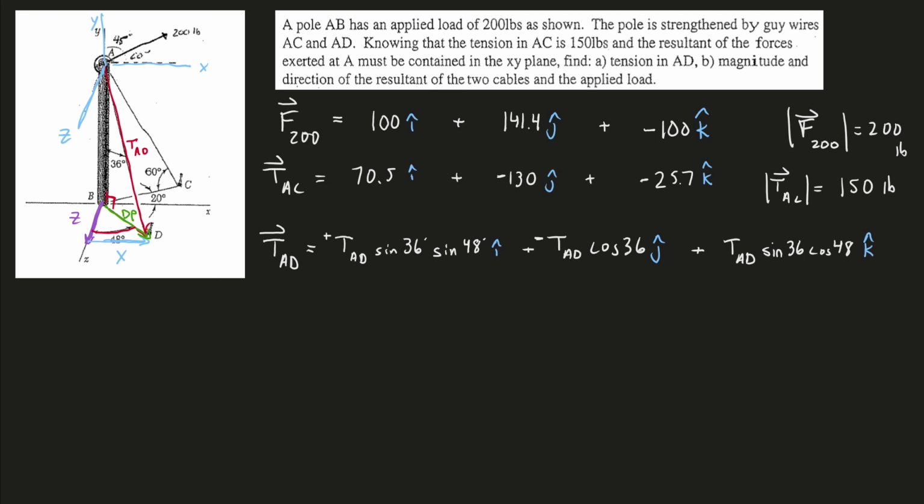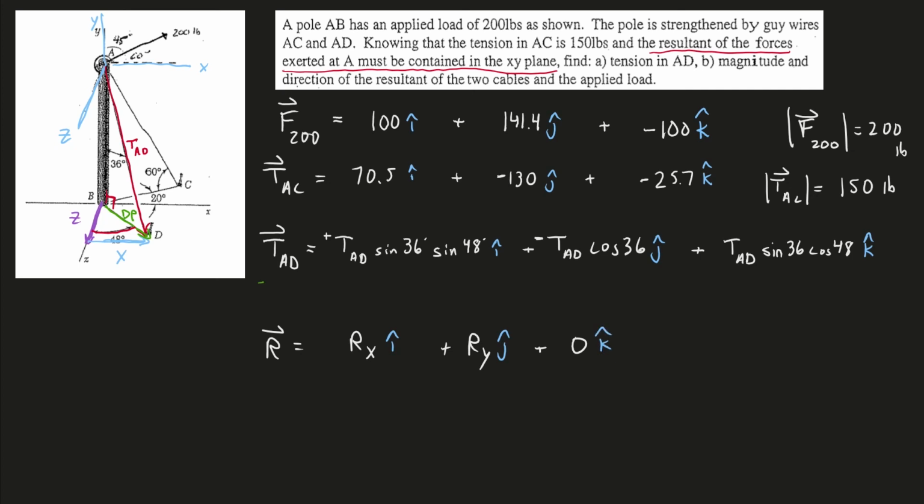So now we get to this part. The resultant of these forces exerted at A must be contained in the xy plane. So remember, the resultant just means the sum. So I'll say R, the resultant, must be contained in the xy plane. What that means is this resultant vector has no z component. It'll have some x component, some y component, and a z component of 0. And again, this is the resultant, the sum.